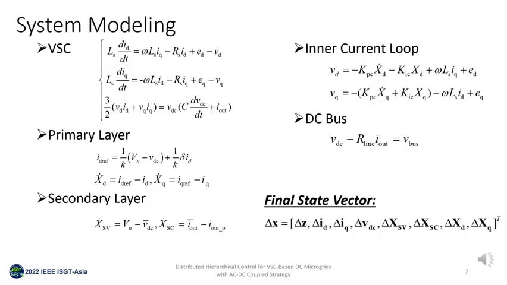In this part, we will show the system modeling. The model process of the whole system is from part to part and then combined together. First, the VSC part is a traditional physical representation of the voltage source converter in DQ frame, and the primary layer uses the proposed ID to V droop characteristic, and the secondary layer uses two PI controllers to compensate for the voltage and the current sharing ratio.